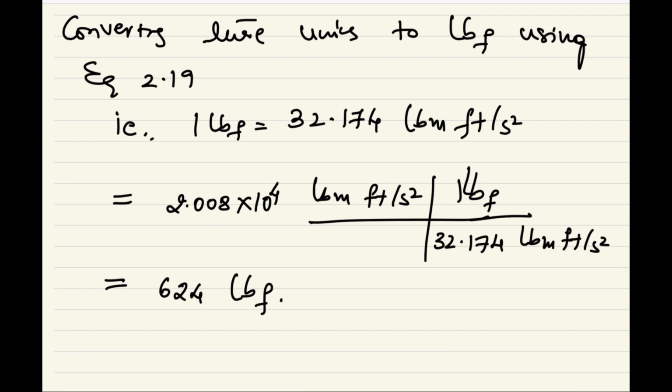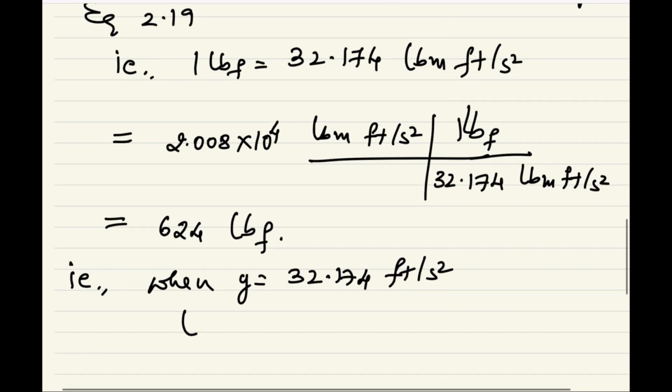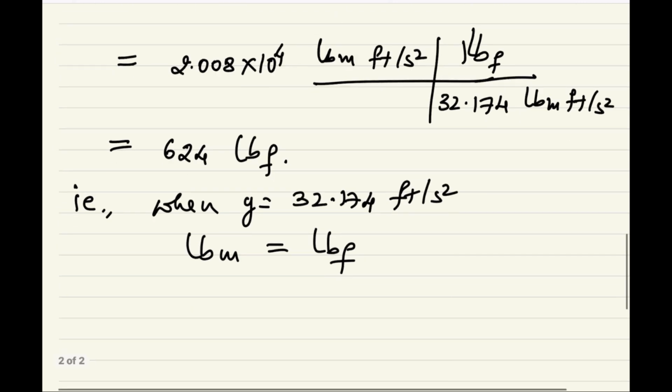We got 624 lbm, and again we got 624 lbf. That is when g is equal to 32.174 feet per second square, lb mass is equal to lb force. If there is any variation in the gravitational acceleration, obviously lb mass and lb force will vary, but when g is 32.174 feet per second square, lb mass is equal to lb force.